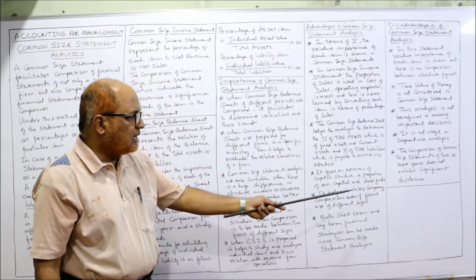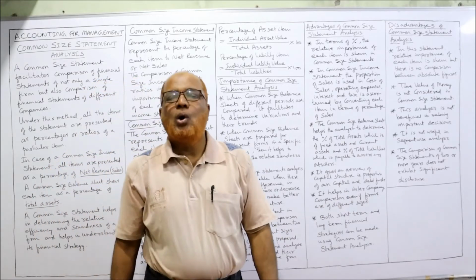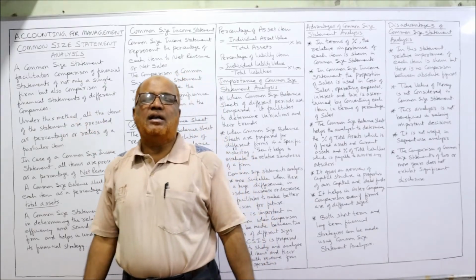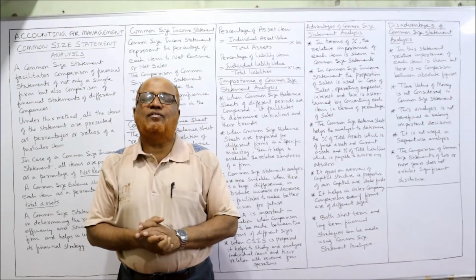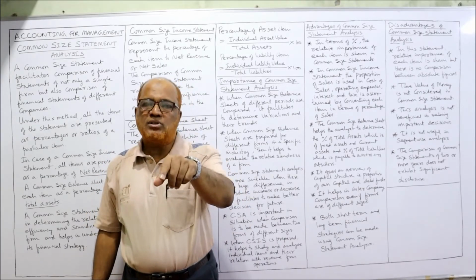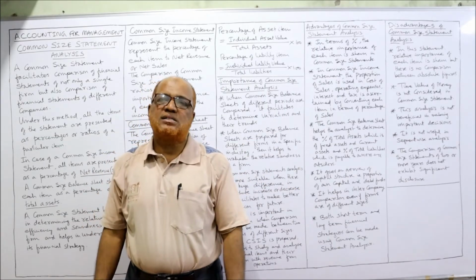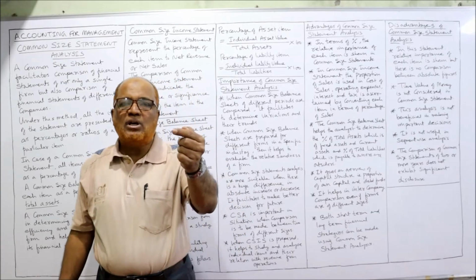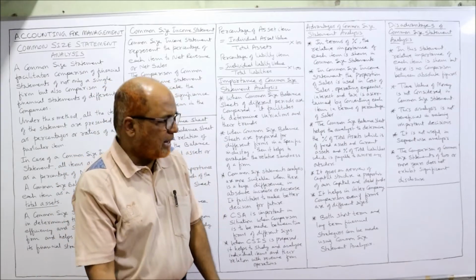Next one, it helps in intercompany comparison, even if firms are of different sizes. One of the biggest advantages of this common size statement analysis is that, irrespective of the size of the firms, we can compare the performance of one firm with another by comparing the common size statements of both the firms. Because we are not considering the absolute figures, we are calculating the percentages. So easily we can make comparison.